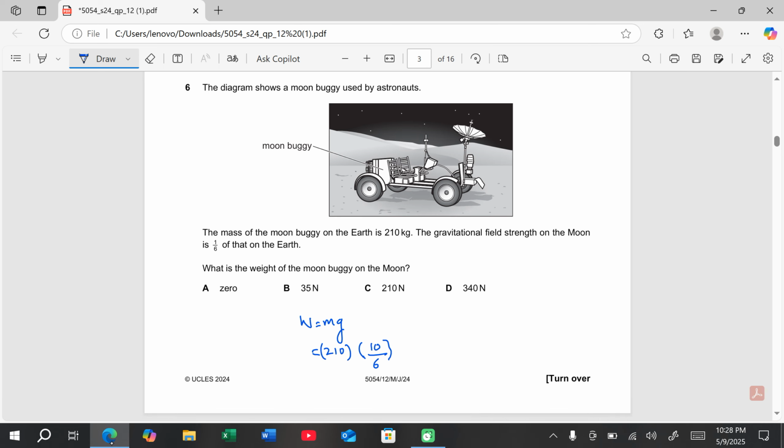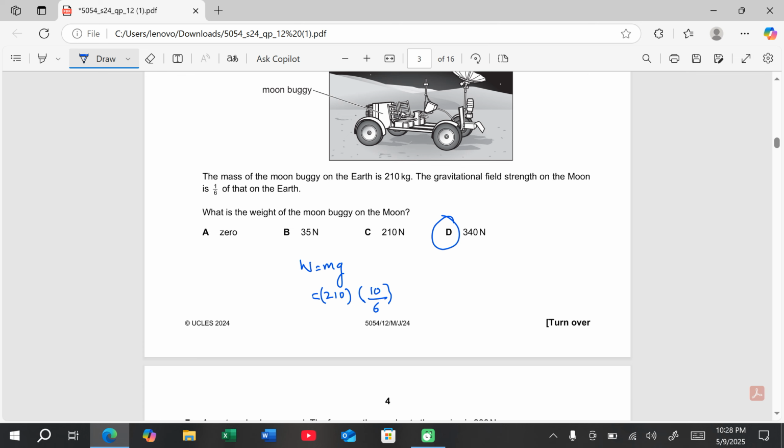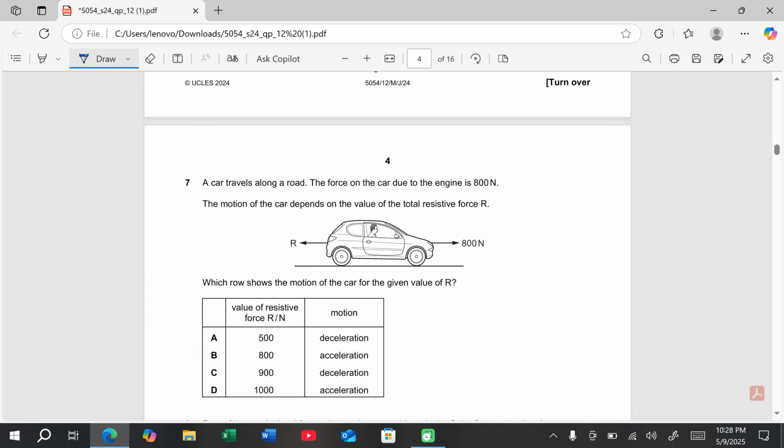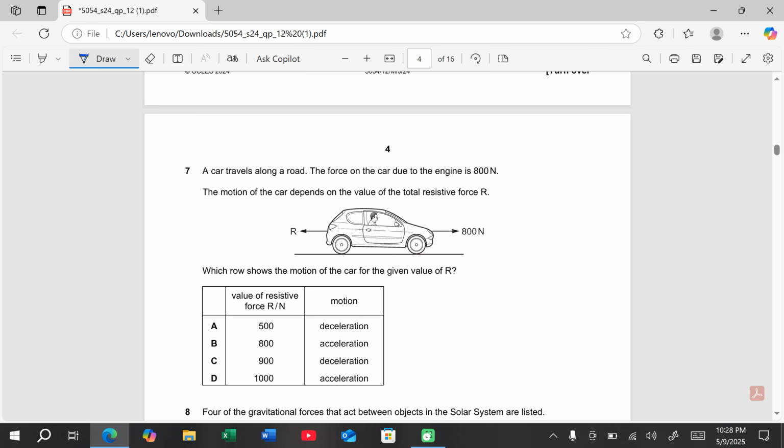you're going to get 340, because all other numbers are not possible. So you're multiplying with more than one, since this number is 1.666, so you'll be getting a greater number. You can do it with your calculator as well.